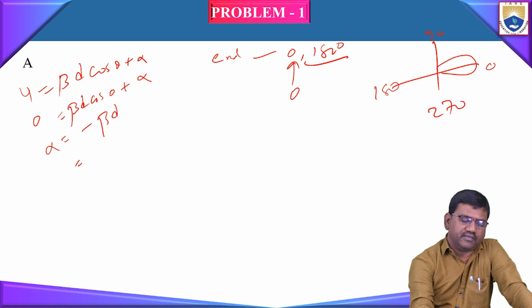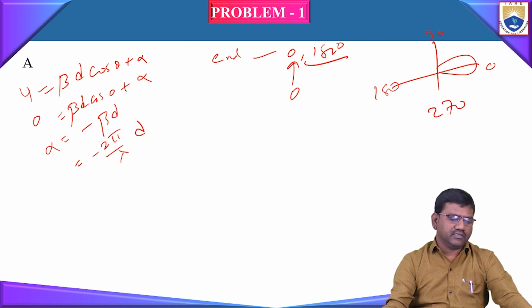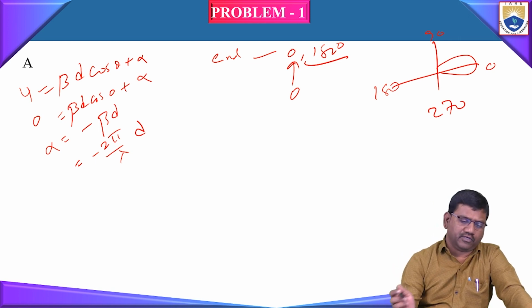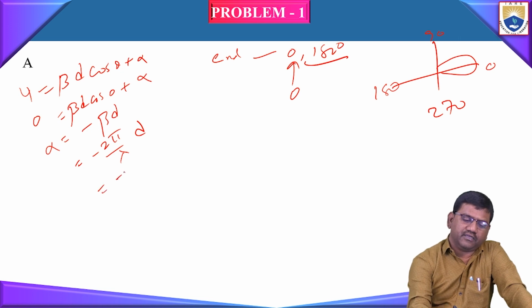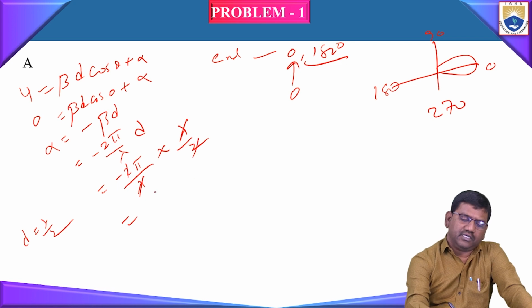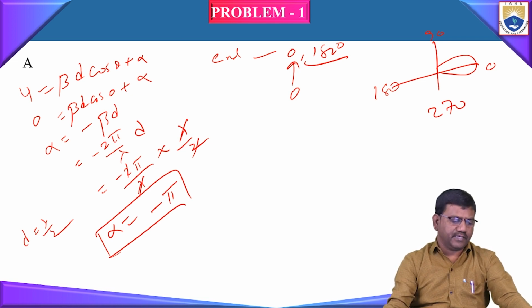So what is beta here? Beta is 2 pi by lambda, so alpha is minus 2 pi by lambda into d. So here we are getting the value of alpha, the phase angle between the elements, as minus 2 pi by lambda into d. Suppose I say the spacing is lambda by 2, we know that d is equal to lambda by 2. So minus 2 pi by lambda into lambda by 2. Lambda gets cancelled, and 2 gets cancelled, and this is equal to minus pi. So alpha is equal to minus pi radians.